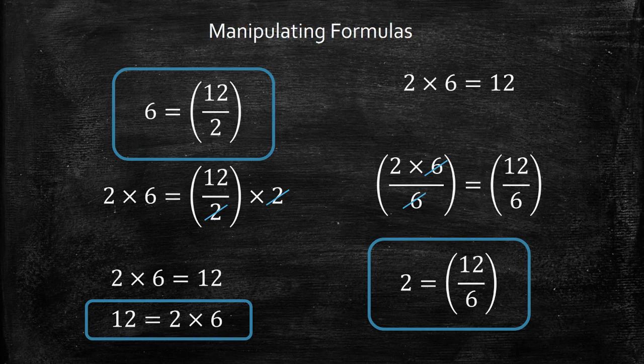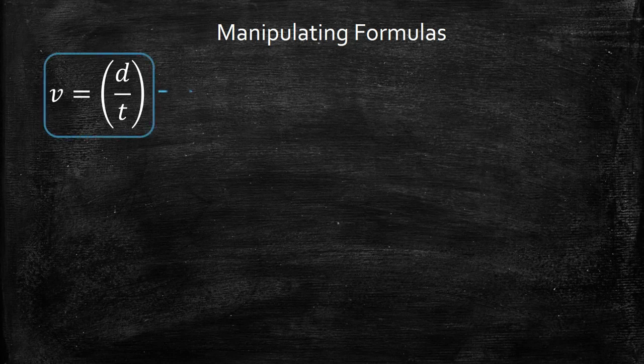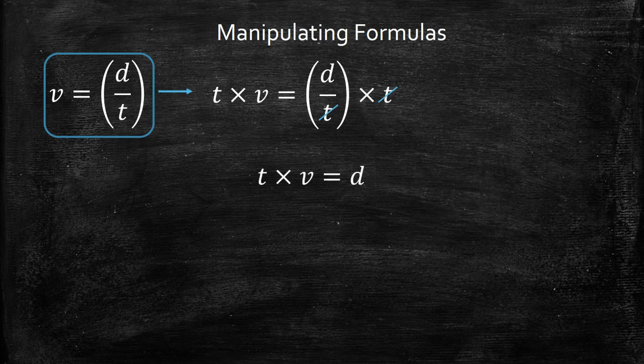Now, often students start getting confused when the formulas don't contain numbers. They just contain variables. But this is the exact same thing as when we were doing it with numbers. So say I wanted to rearrange this formula. First thing I could do is multiply both sides by t. So that's going to remove the t from the right side of the equation, and I'm left with a new equation that is now solved for d. So d equals v times t.